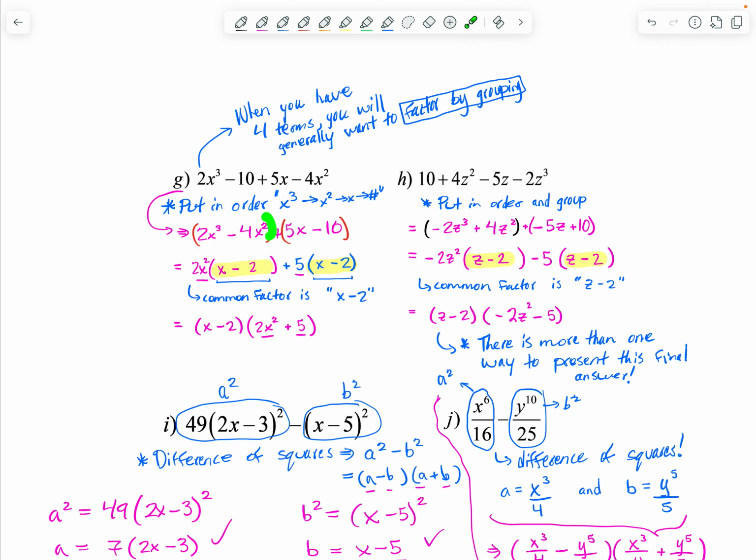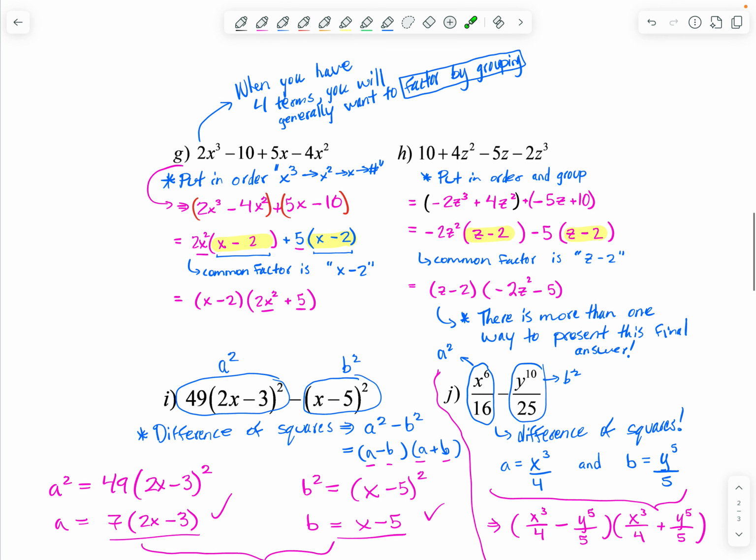And then the first two, I'll put a bracket around it, and the last two, I'll put a bracket around it, right? Here, I'm going to factor out the common factor, 2x squared, and then I get an x minus 1. The common factor here is just positive 5, and then x minus 2. Same thing here, x minus 2. And so the common factor now you could see is an x minus 2. And I pull that out from each one, and I get 2x squared plus 5.